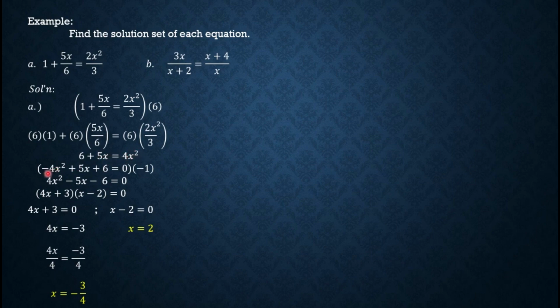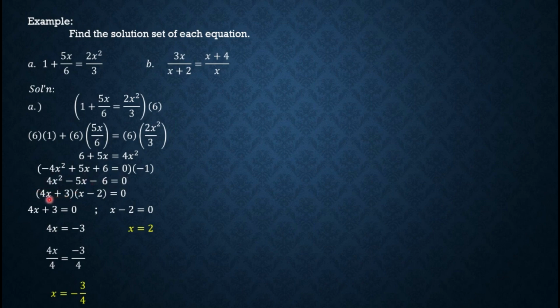Okay, to remove the negative sign here, we multiply by negative 1. So, negative 1 times negative 4x squared is equal to positive 4x squared. Negative 1 times 5x is equal to negative 5x. Then negative 1 times positive 6 is equal to negative 6. Negative 1 times 0 is equal to 0. So, we have the standard form of the quadratic equation. Now we can solve by completing the square.